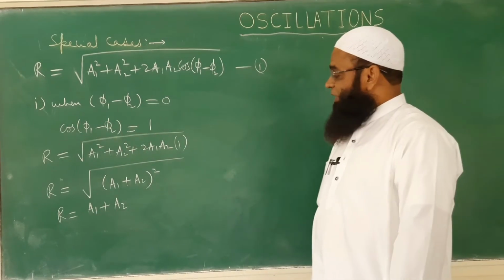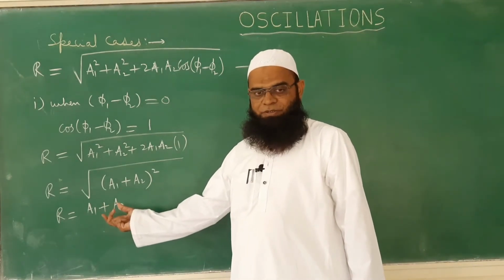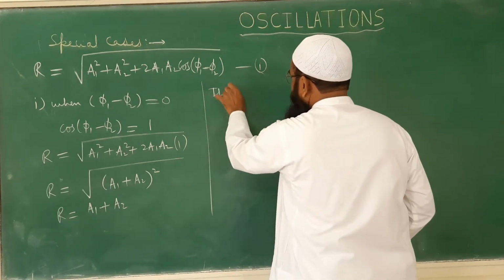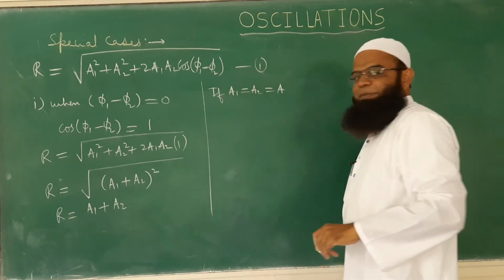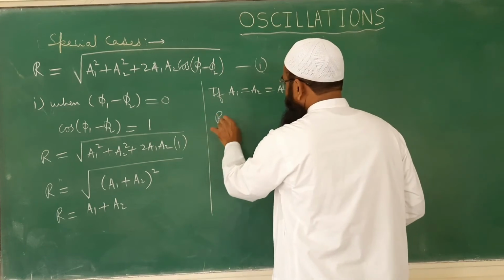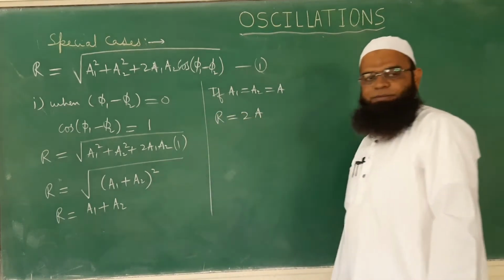So the resultant amplitude is simply the addition of the initial amplitudes. If suppose we consider a1 is equal to a2 is equal to a, that means initial amplitudes are also the same, then this equation will become r equals a plus a, that is nothing but 2a.